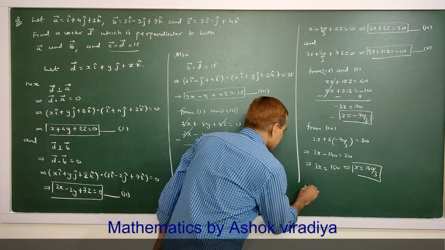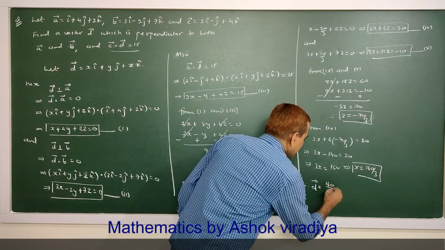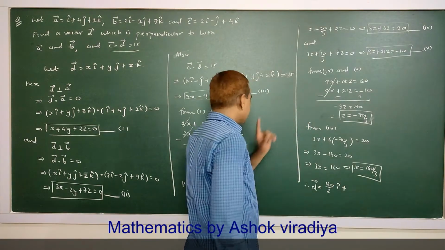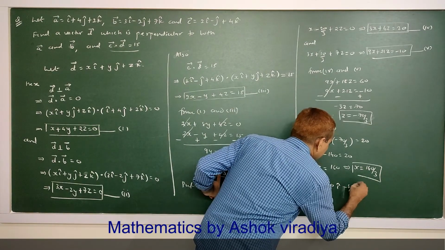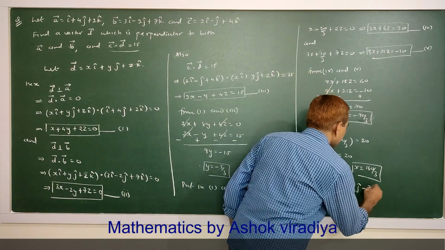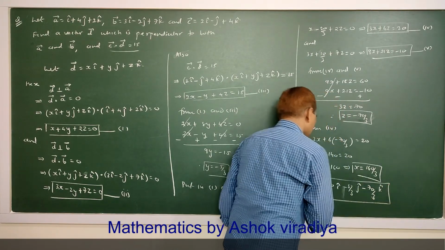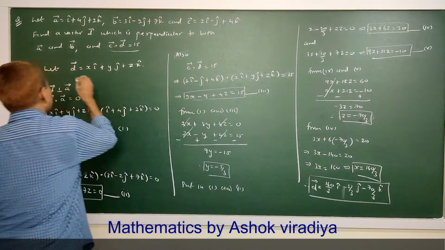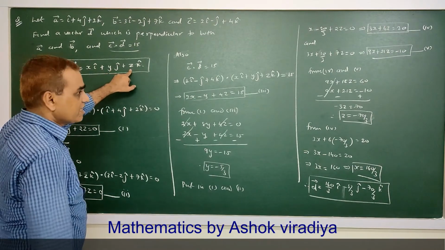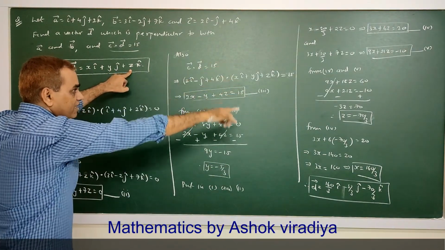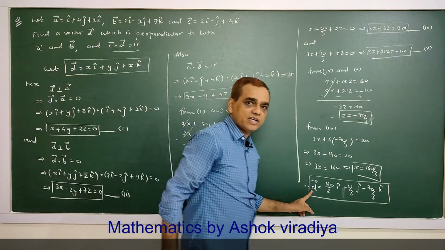Therefore vector D is x times i cap, that is 160 by 3 times i cap, plus y times j cap, minus 5 by 3 j, plus z, which is minus 70 by 3 k. So these values of x, y, z we have substituted in this equation. So this is vector D.